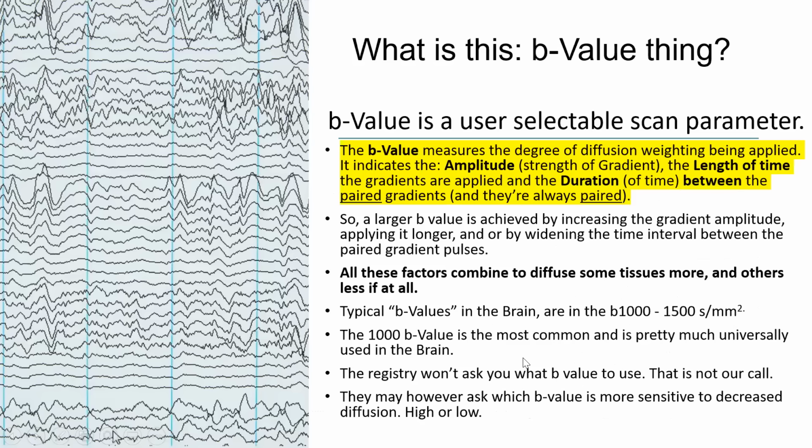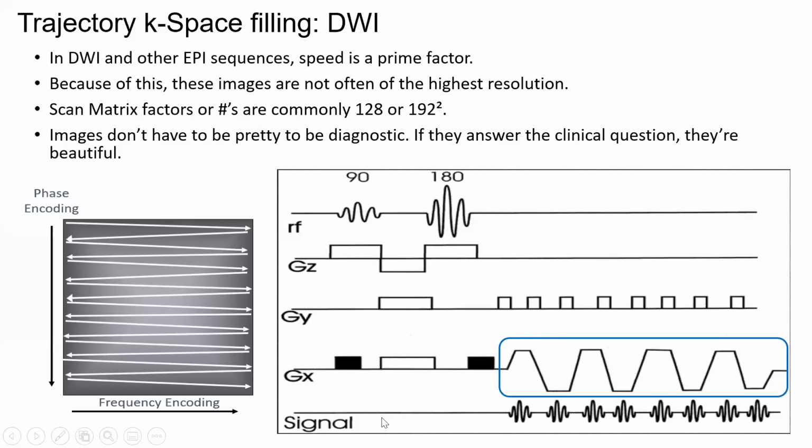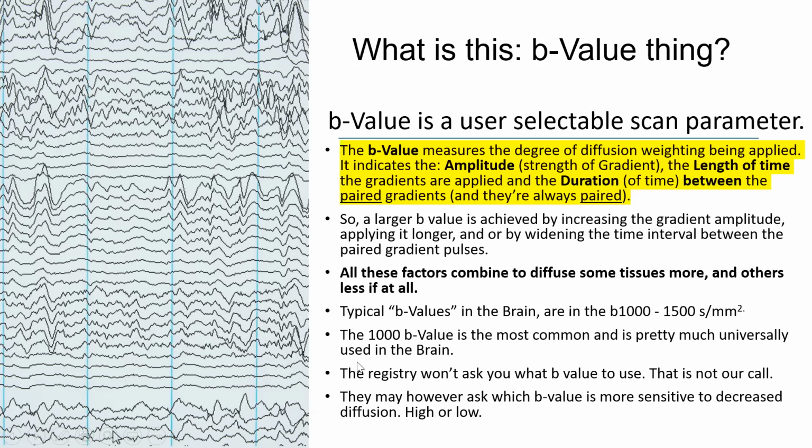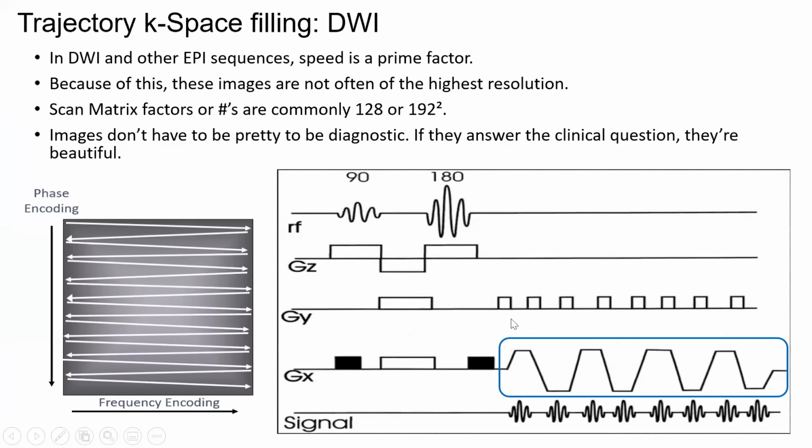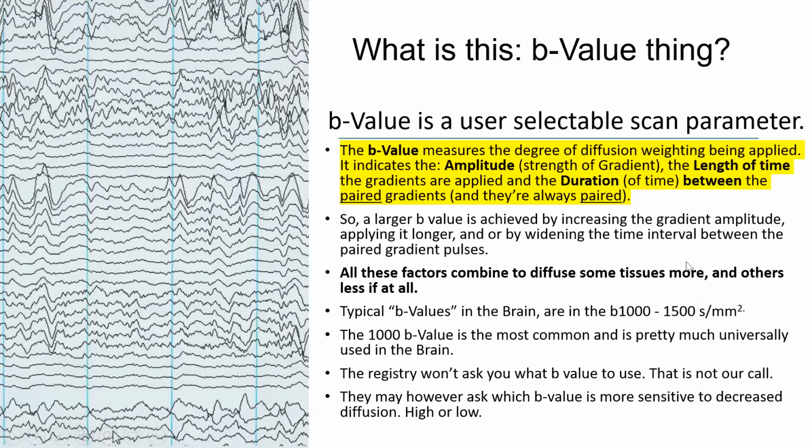Okay, now what's this B0 thing that I've said 18 times? The B value measures the degree of diffusion weighting being applied. It's an indication of the amplitude of your DWI gradients. Okay, how strong these guys are, how long they are applied for, because time runs from left to right, how long do we turn them on for, and what's the time duration between the two of them.